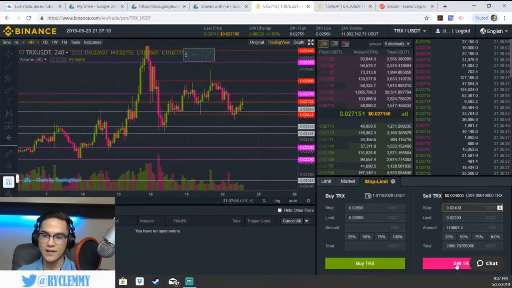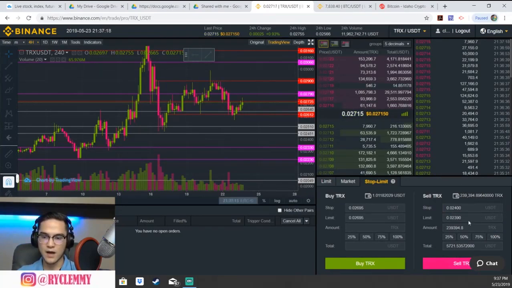But let's say I was going to go to bed and I want to sell if it gets lower than here. So what that would do for me is allow me to sell this amount of Tron, if it got that low overnight. So again, it's like a lifesaver.